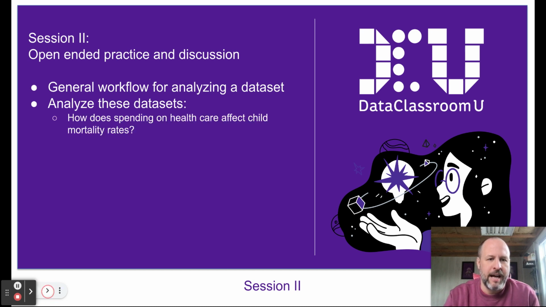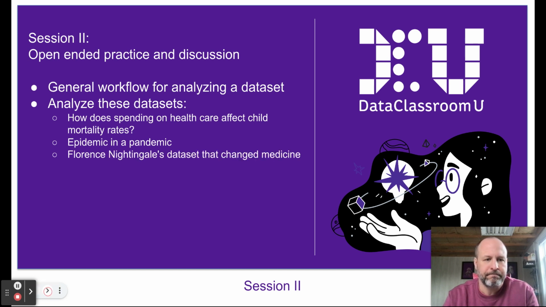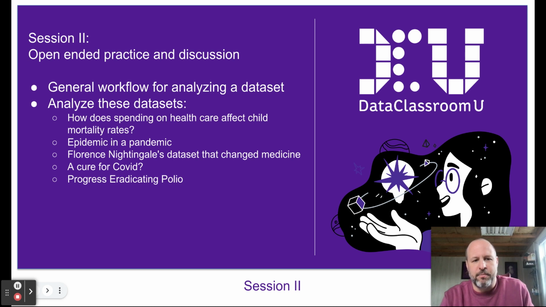We're gonna take a look at data sets. One of them is how does spending on healthcare affect child mortality rates? Another one is called Epidemic in a Pandemic. And this is about opioid overdoses during the pandemic and especially during the early days of lockdowns. One of the other options is Florence Nightingale's data set that changed medicine, a cure for COVID. This is explicitly looking at the drug trial tests for hydroxychloroquine as a treatment for COVID or a preventative for COVID. Where another data set is progress eradicating polio. This is looking at polio rates and vaccination rates in different countries around the world.